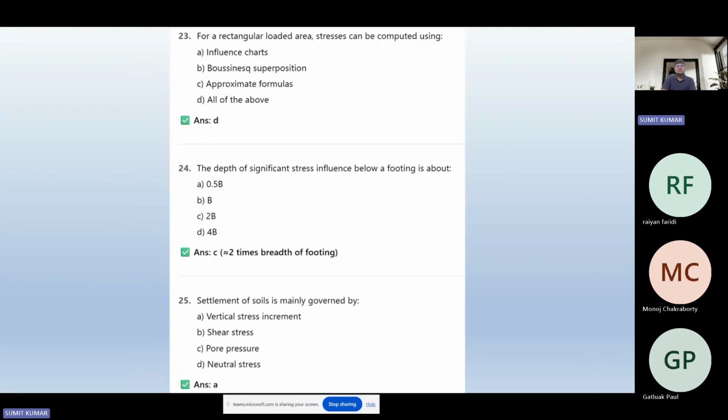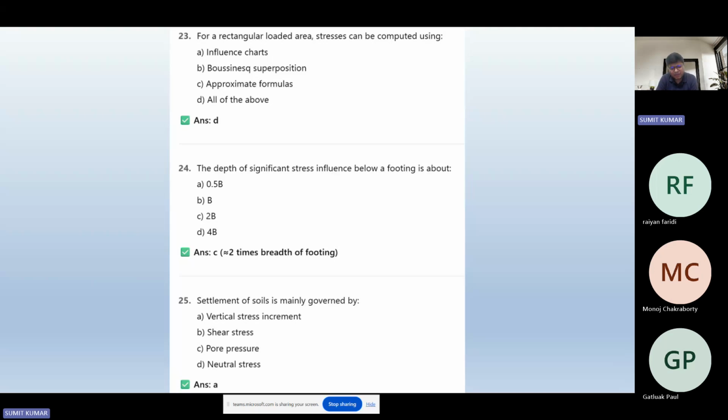Finally, in the last slide, we are asking about a rectangular loaded area, the stress can be computed using the influence chart, superposition, approximate formula, or all of the above. So all of the above is the correct answer. Next, the depth of significant stress influence below the footing is about 0.5B, 2B, or 4B. So 2B is the radius of influence; basically the stress influence zone is 2B.